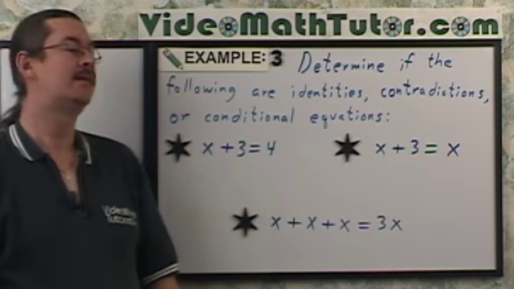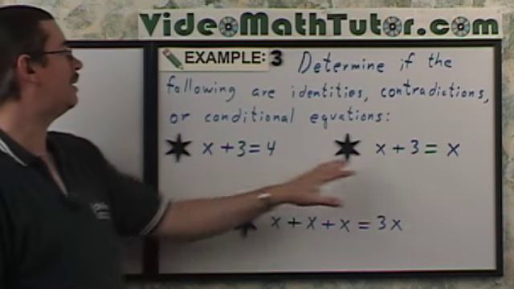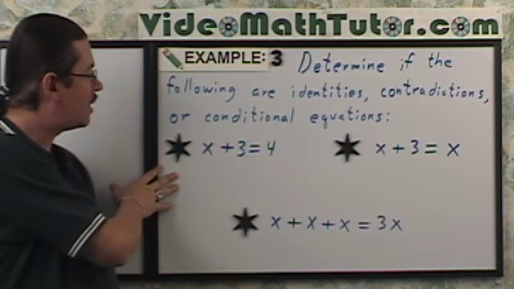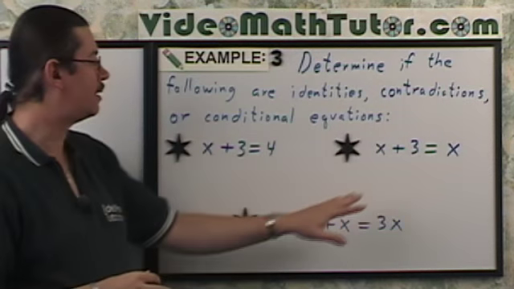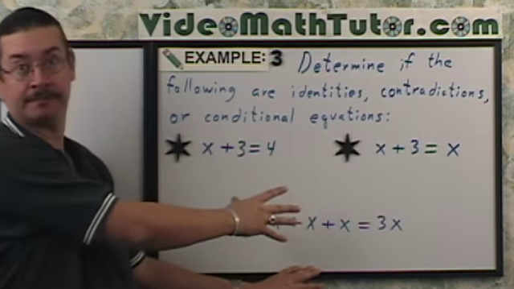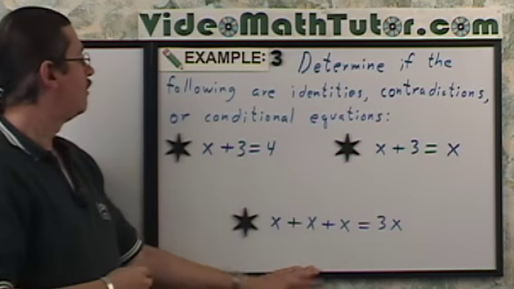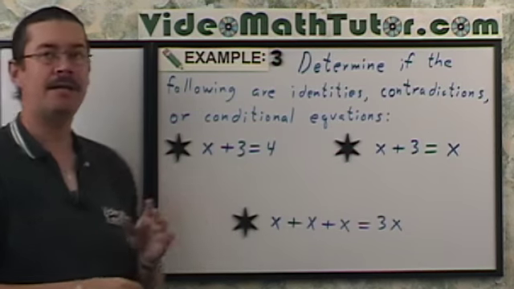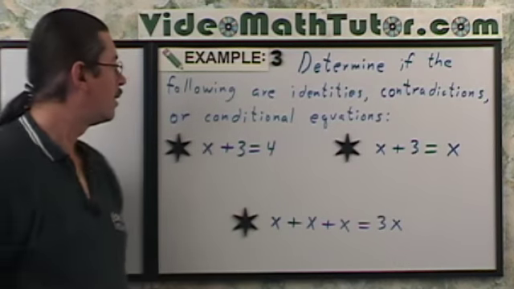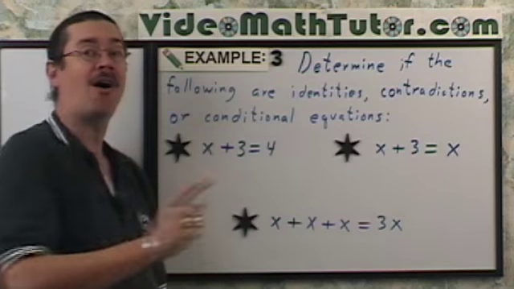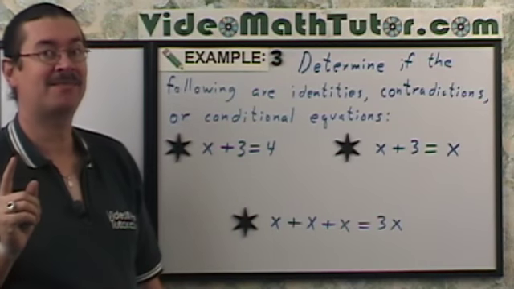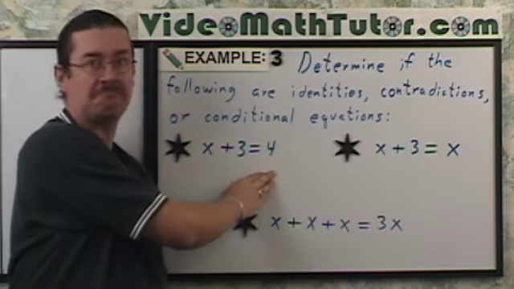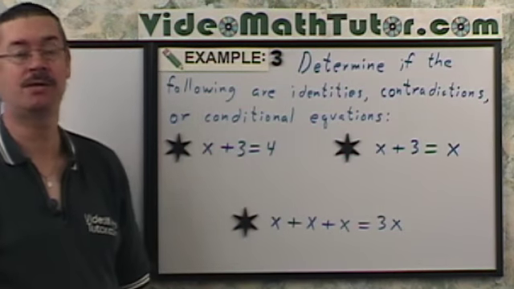Example 3. Let's determine if the following are identities, contradictions, or conditional equations. Now I will use this symbol just as a way of separating my different equations if I have several on the board from now on. Okay? For the first one here, what do you think it's going to be? Well, it's a conditional equation. Why? Well, it's only true on the condition that, yes, that's where the name comes from, on the condition that x has a value of 1, because 1 plus 3 is 4. That's why it's a conditional equation.